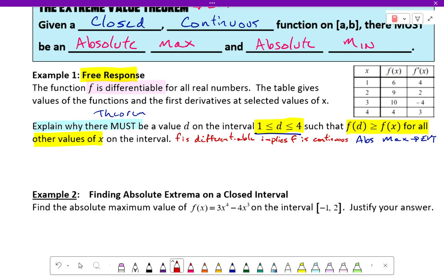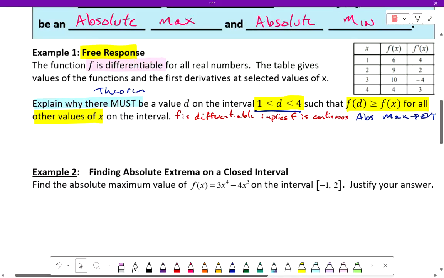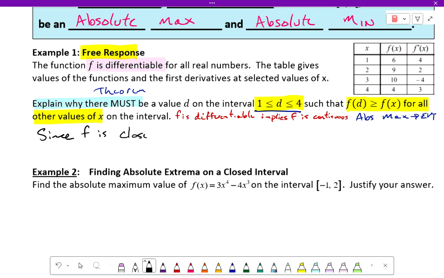Okay, once we've identified that, and we have to do that for a lot of different things. We had to do that yesterday as well. Okay, now we're going to say our answer. We're going to say since f is blank, what has to be true about f in order for us to use EVT? Closed and continuous. And we've already established, yeah, we already know it's closed. I don't have to go into that. f is closed and continuous on the interval from 1 to 4, so just on 1 to 4.